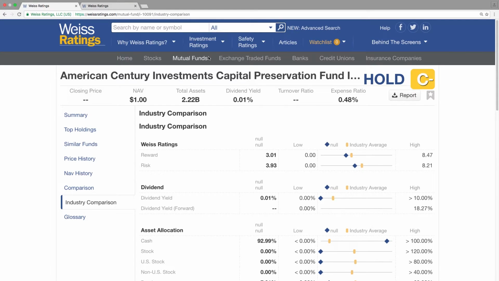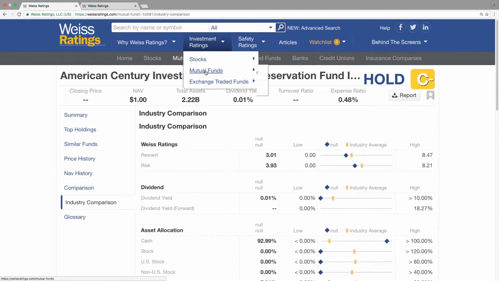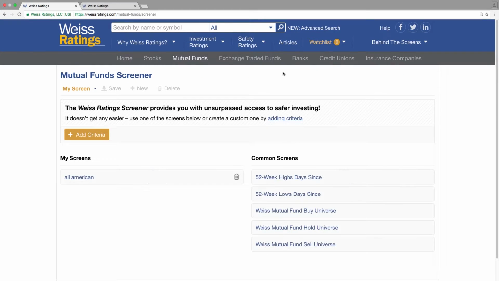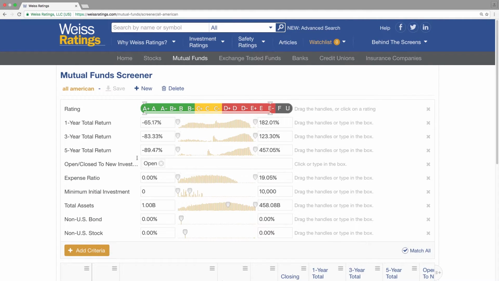Now, hopefully I saved it right, and we'll be able to get right back to it. So I'm going to click back up here on the top, go to the mutual fund screener, and click on my All-American. Okay, so here we are. The screener's come up, and we're going to add in those numbers that we were talking about.